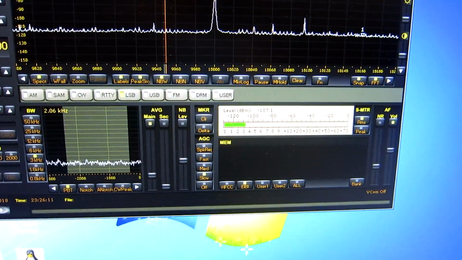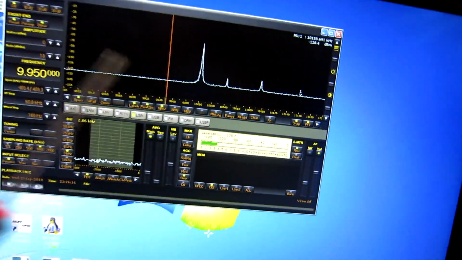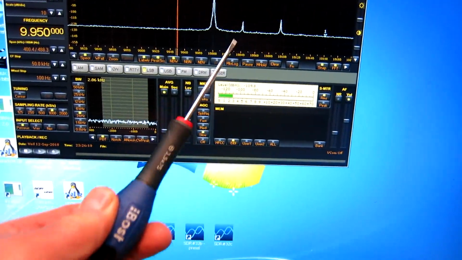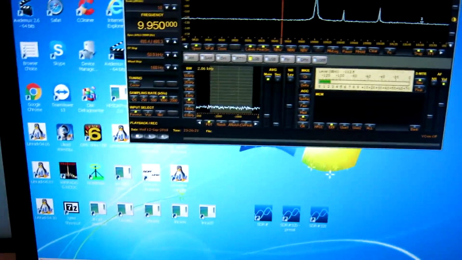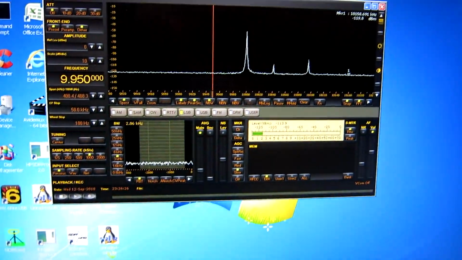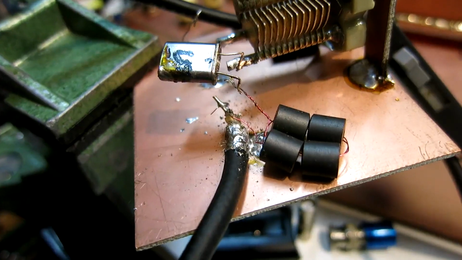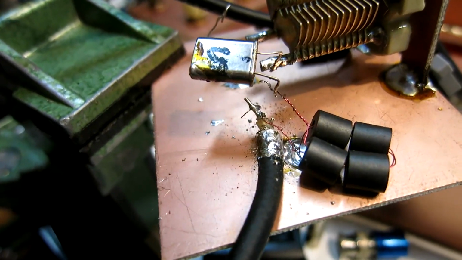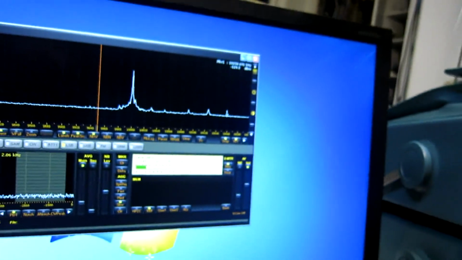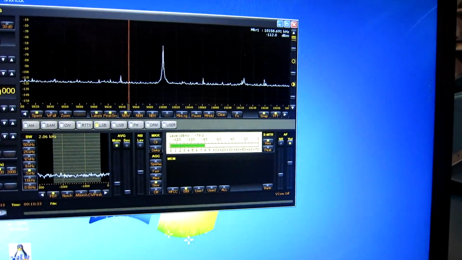So, well, there are some extra spurs that come from me holding the screwdriver, but here are the noise peaks due to chaotic behavior in the crystal. So this is a bad crystal. This one is really bad. Here you can see, and it was much worse very recently. I tuned the series capacitor.